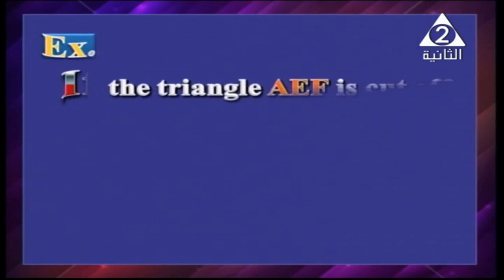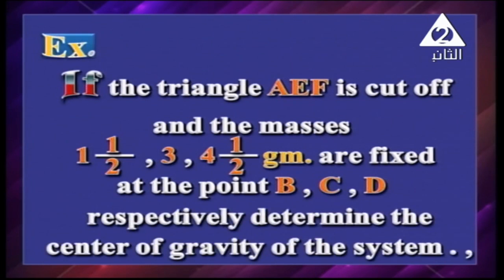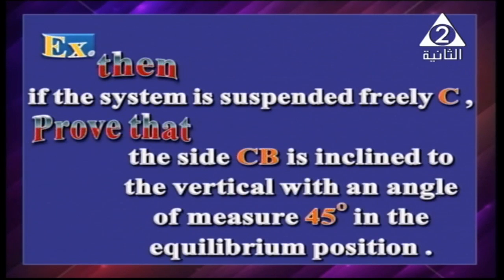The triangle AEF is cut off, and masses 1.5, 3, and 4.5 gram are fixed at points B, C, and D respectively. Determine the center of gravity of the system. Then, if the system is suspended freely from C, prove that the side CB is inclined to the vertical with an angle of measure 45 degrees in the equilibrium position. Solution.